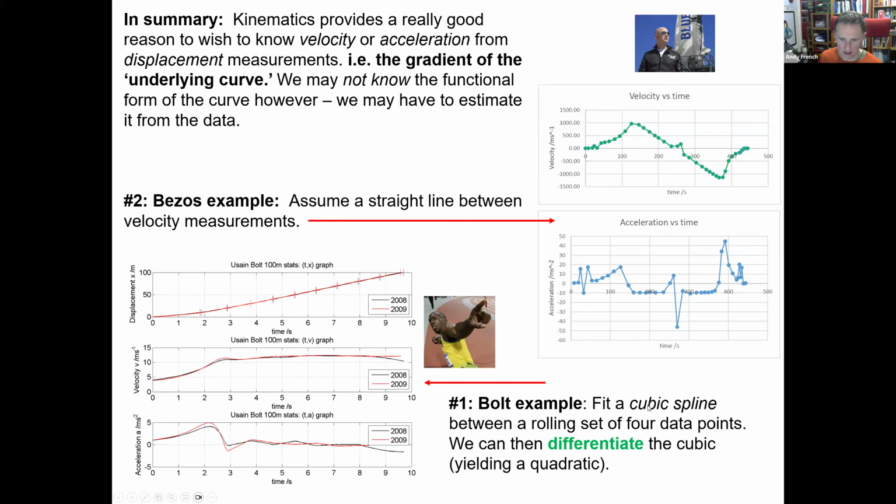So for Bolt, we fitted a spline. And for the Bezos example, we just did something a bit more simple. We drew a straight line between the data points and worked out the gradient. But either way, in both situations, we've told the computer how to do that, and then we've run it. All right, so there we are.